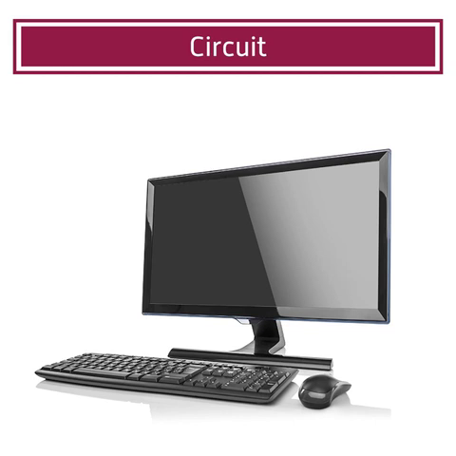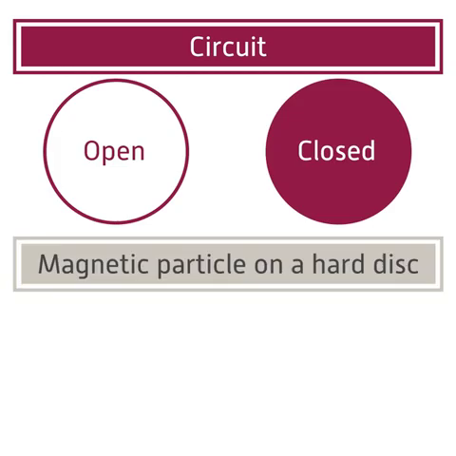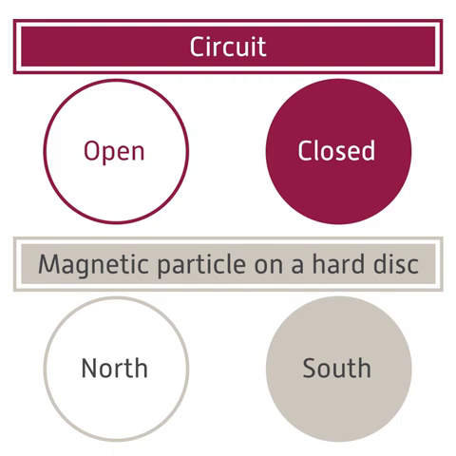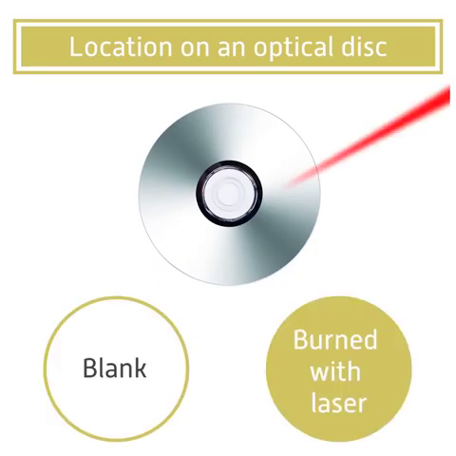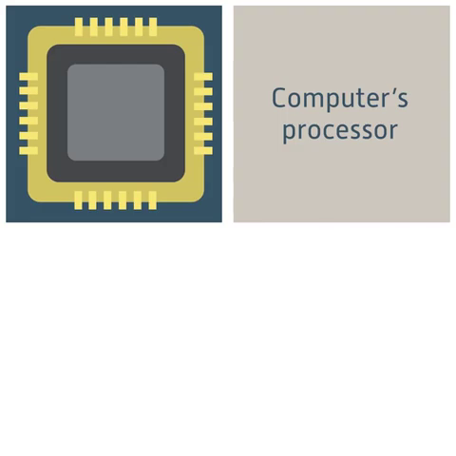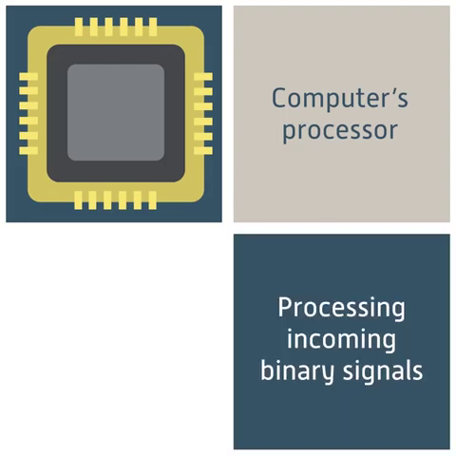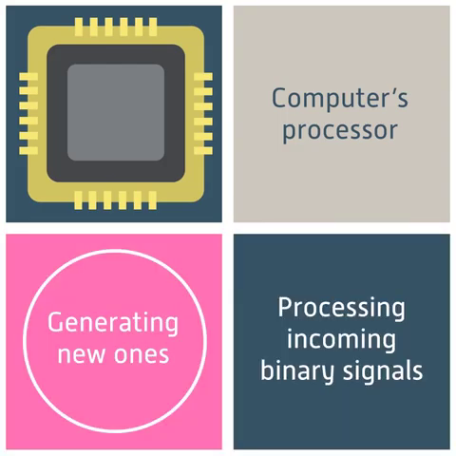A circuit can be either open or closed. A magnetic particle on a hard disk can be either north or south aligned. A location on an optical disk can be left blank or burned with a laser. A computer's processor works by processing incoming binary signals and generating new ones.